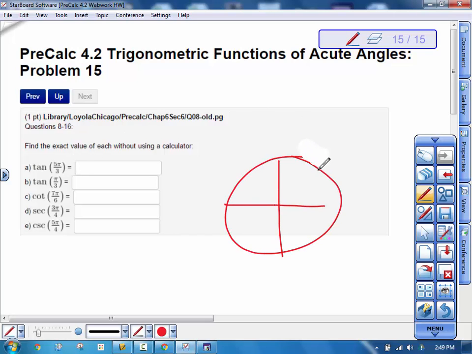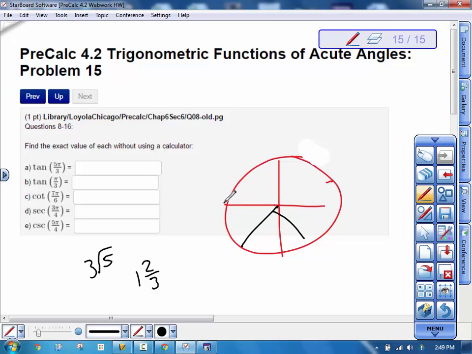5 pi over 3, if we want to figure out where that's at, you can divide pi into 3 equal parts. I'm sorry, let me try this again. I'm going to divide 3 into 5. It goes in once with a remainder of 2, so it's really 1 and 2/3. So that means I go over 1 pi and then I go another 2/3 of pi.